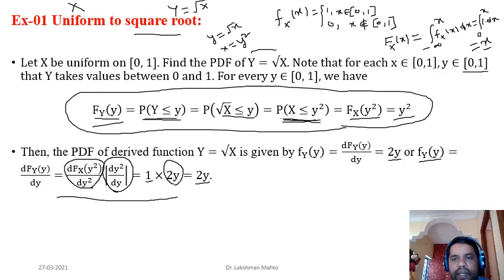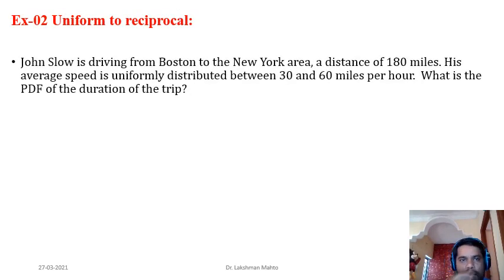So this journey I can give a pictorial representation. I'm taking one more question. After that, I will give a pictorial representation.